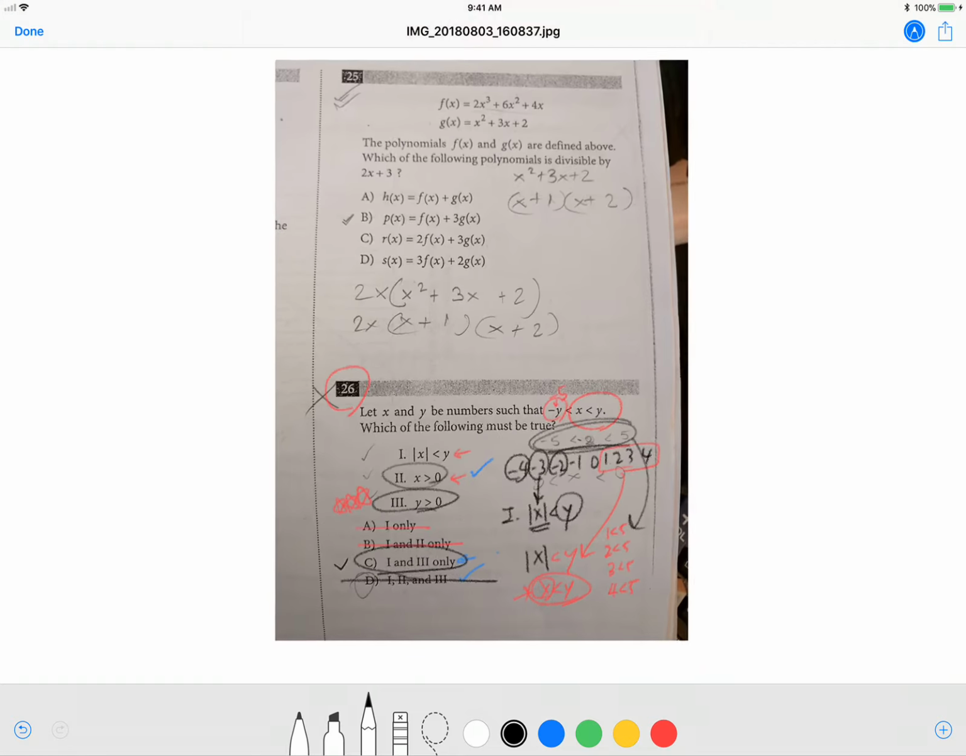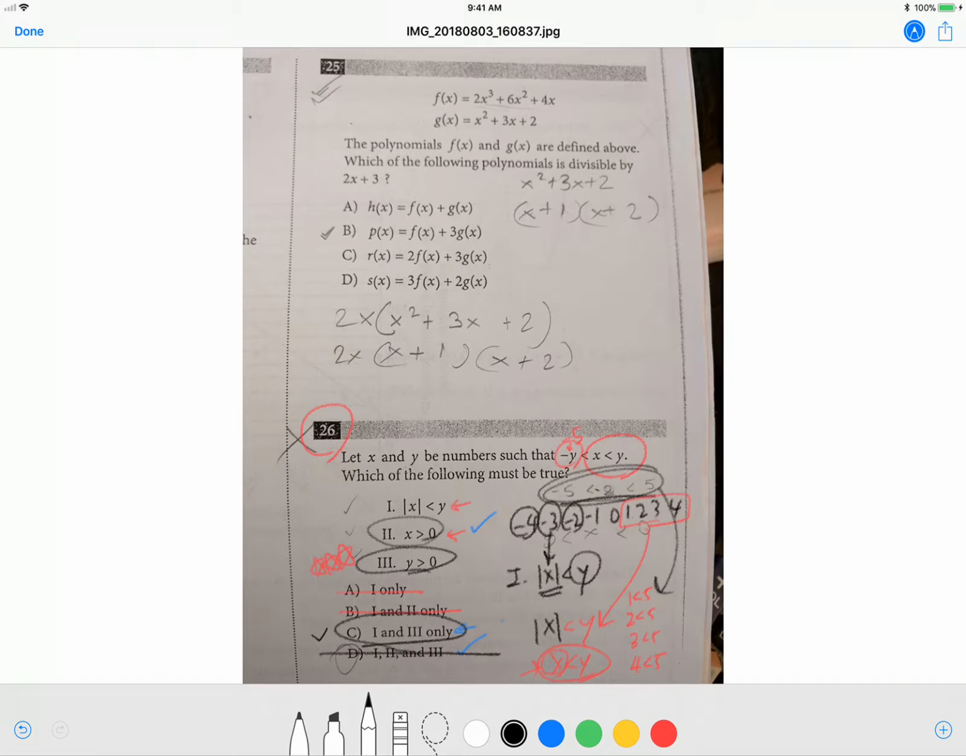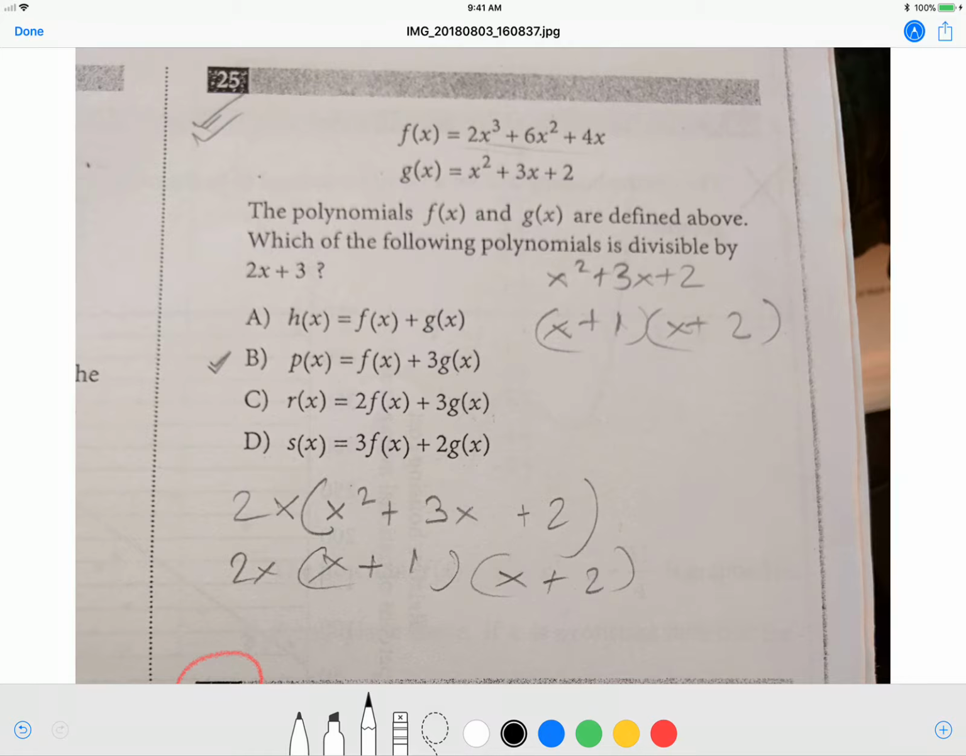Okay? All right, so that one's done. Now let's take a look at 25 here. Well, now 25 says the polynomials f of x and g of x are defined above, which of the following polynomials is divisible by 2x plus 3? Okay, so here you basically have this and you managed to factor it out. And then you have this, I'm assuming that this is your f of x, and I'm assuming this is your g of x.